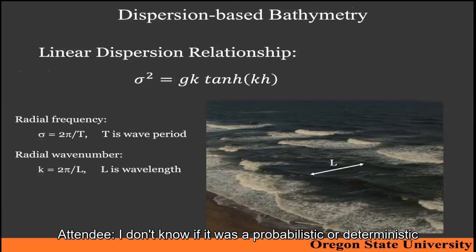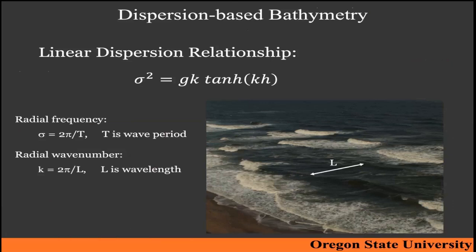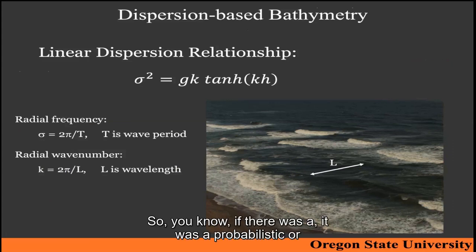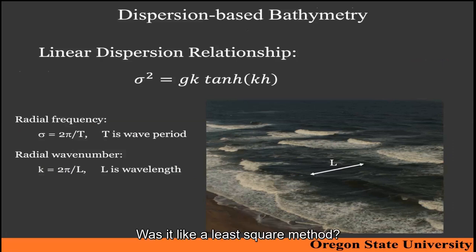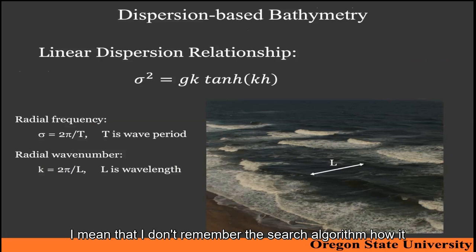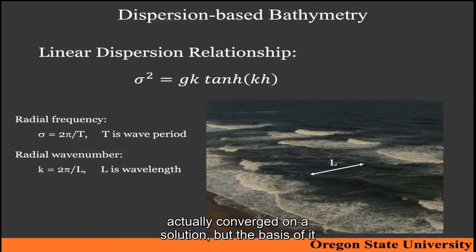I don't know if it was a probabilistic or deterministic inversion. So you know if it was probabilistic or deterministic? It was not probabilistic. Was it just a least squares method probably, to optimize bathymetry for dissipation? Yeah, I don't remember the search algorithm, how it actually converged on a solution. But the basis of it was trying to match dissipation patterns.